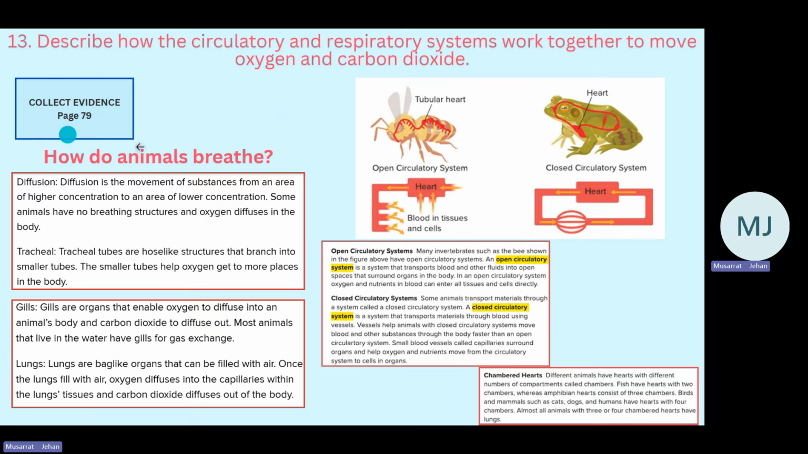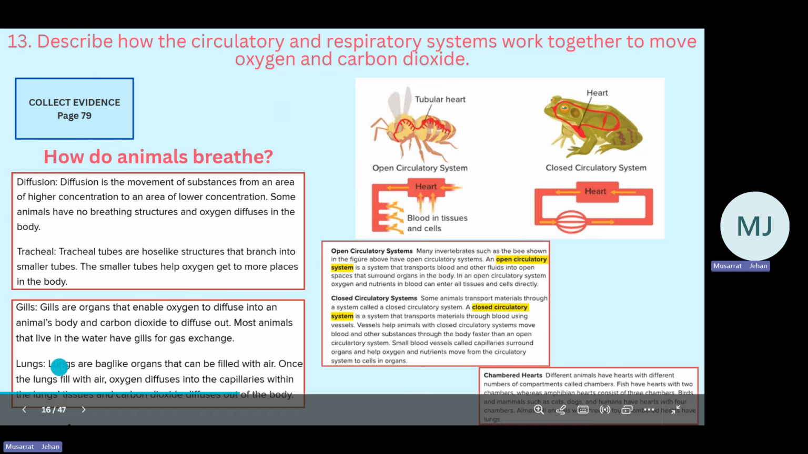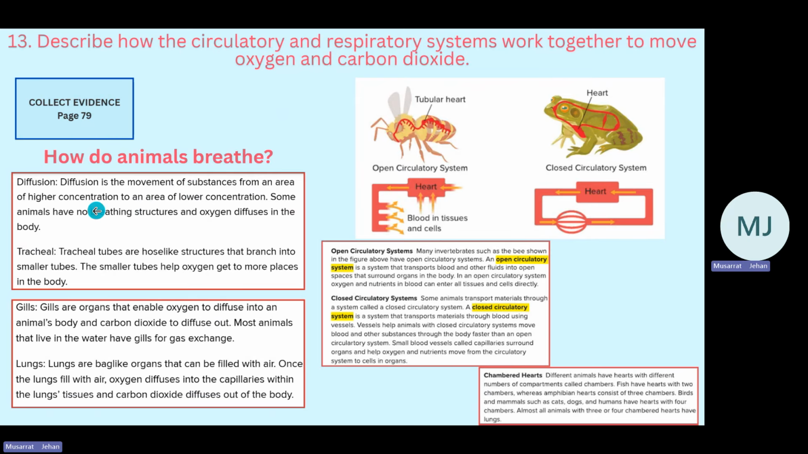Now, collect evidence, page 79. They're talking about how animals breathe. Firstly, they can breathe by diffusion, tracheal tubes, gills, and lungs, in different organisms. Diffusion is just substances moving from high concentration to low concentration. So oxygen outside is high concentration, it comes into the organism's body, and from the body, carbon dioxide moves out. This is simple diffusion, and this happens mostly in unicellular organisms.